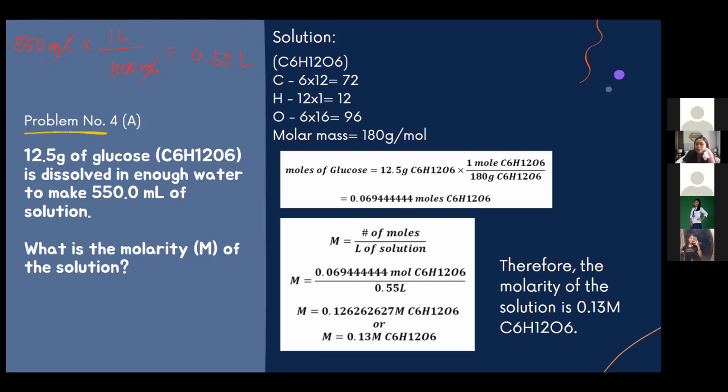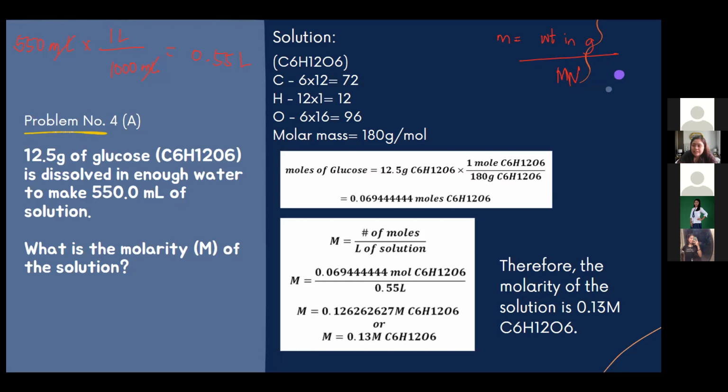For the number of moles, our formula is the weight in grams of our solute divided by its molecular weight or molar mass, that's the same thing. As you can see, the weight in grams is given, that's 12.5 grams. And what we will do is compute for the molecular weight. How do we compute the molecular weight? You list down all the elements in the compound. For glucose, you only have 3 elements: carbon, hydrogen, and oxygen.